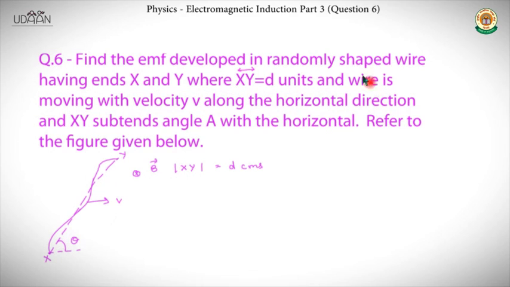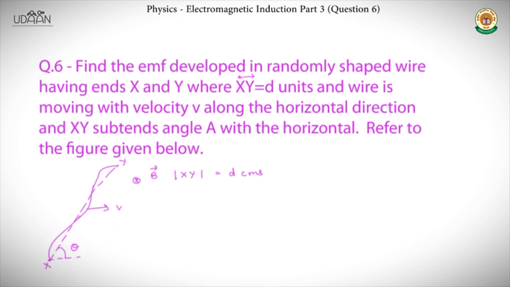So here we see question number 6, and it says: find the EMF developed in a randomly shaped wire having ends x and y, where xy is equal to d units and the wire is moving with velocity v along the horizontal direction, and xy subtends an angle a with the horizontal. Now they asked to refer to the figure given below.